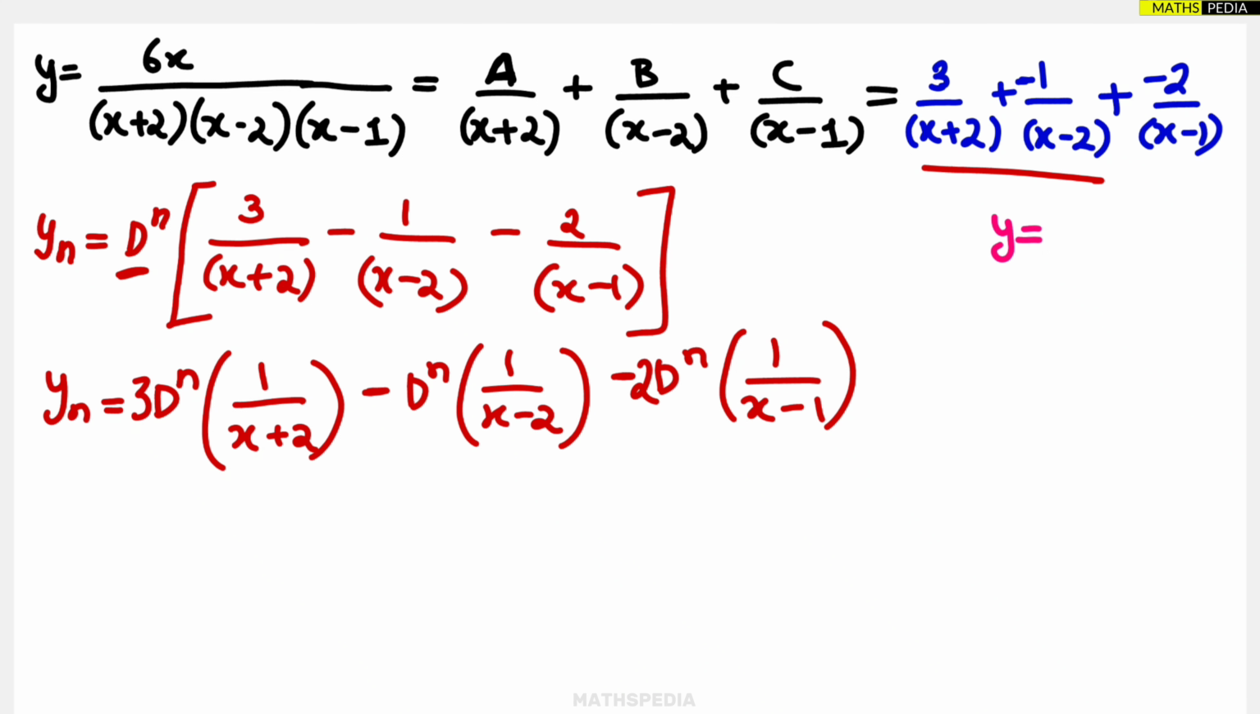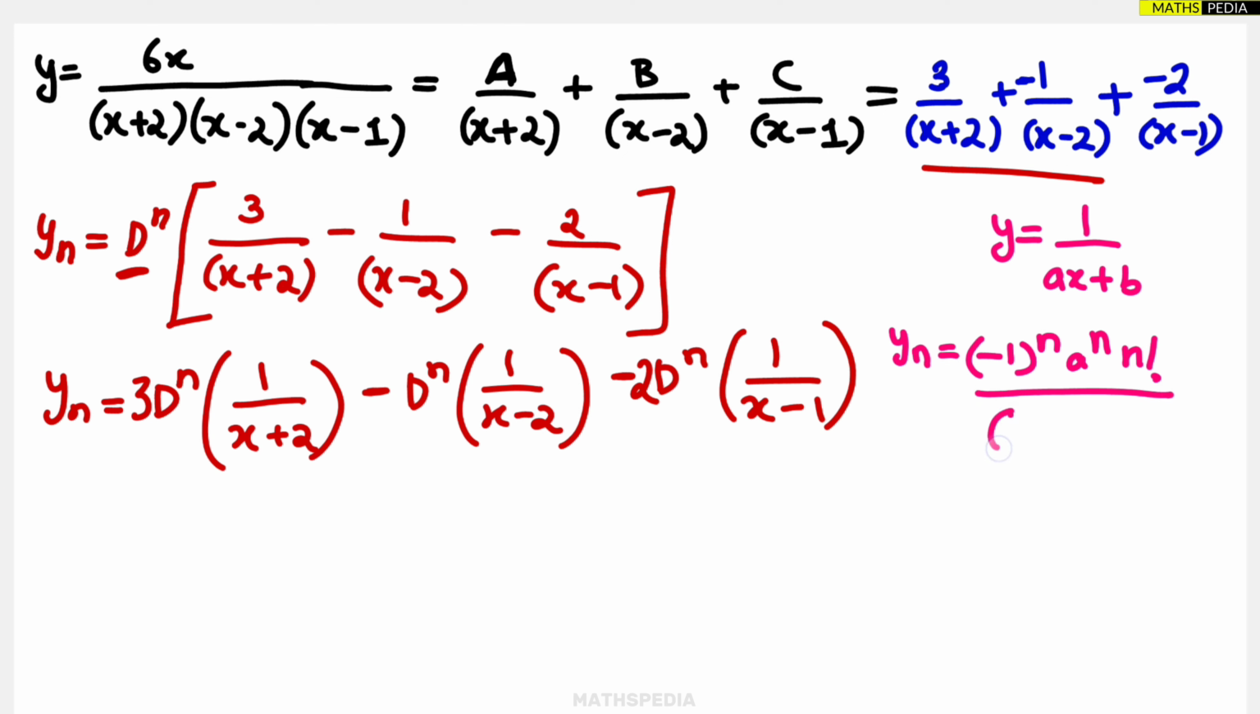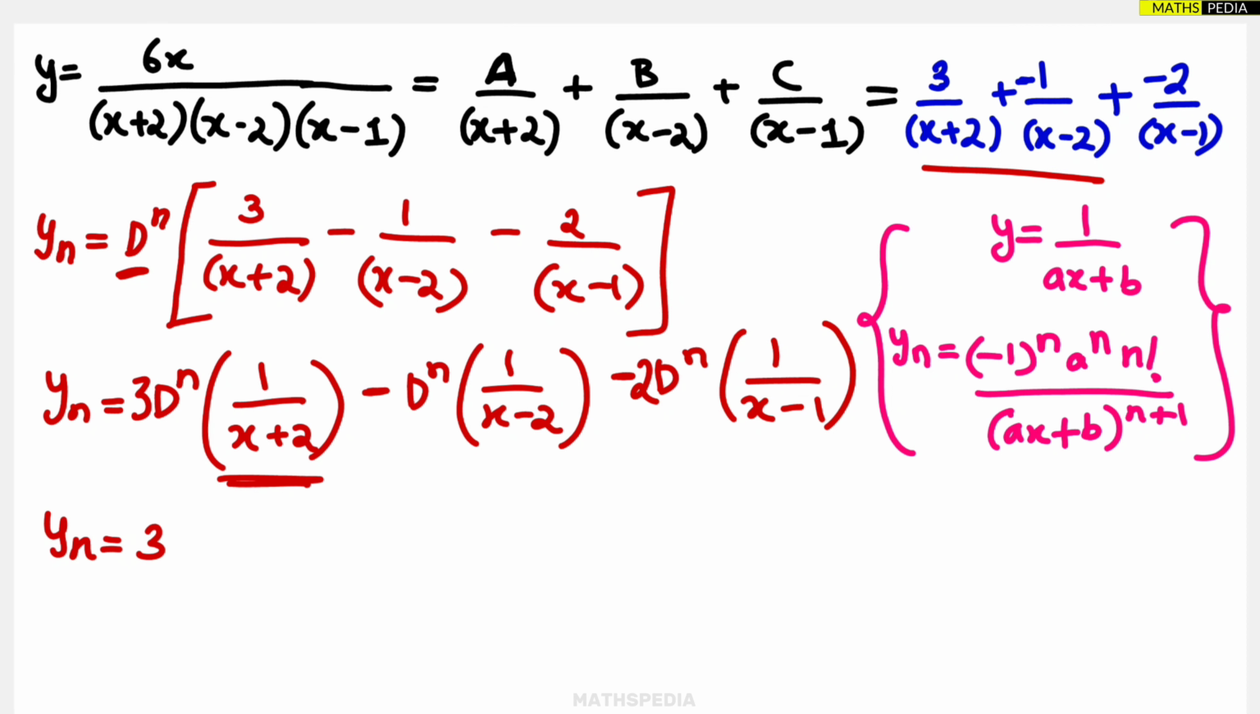If we are getting y as 1 by ax plus b, then the nth derivative is given as minus 1 power n, a power n, factorial n, divided by ax plus b power n plus 1. This is the formula we are going to apply here. So when you focus on the first term, 3 is outside, the nth derivative of 1 by x plus 2. What are the a value and b value? Here you will observe the coefficient of x is the a value, so here it should be 1. So a is 1, b is 2. Let us apply this formula.